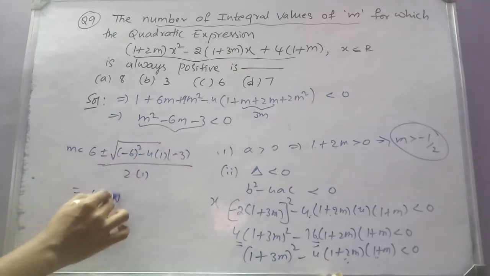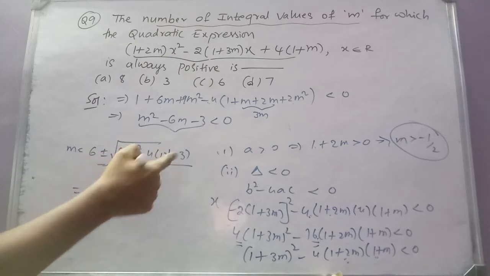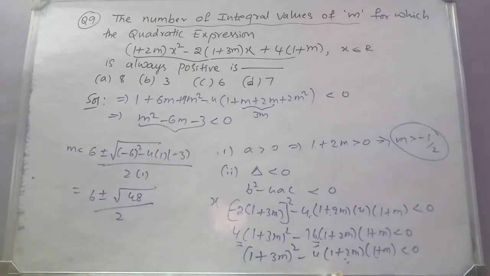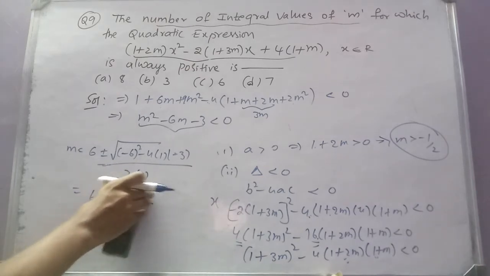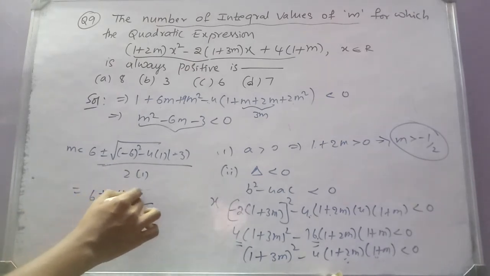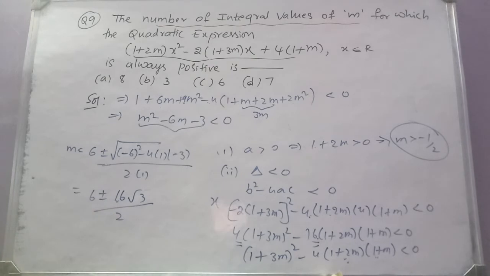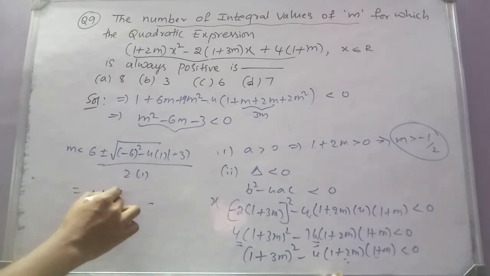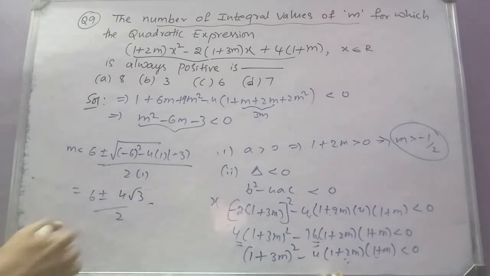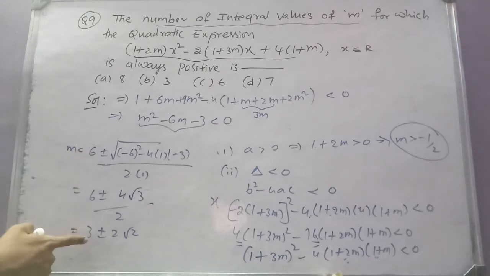So you'll get 6 plus or minus root over 36 plus 12, that means 48. And root 48 is, sorry, it is 4 root 3, not 16 root 3, 4 root 3. So the common factor 2 can be separated, you'll get 3 plus or minus 2 root 3. So therefore, one zero is 3 minus 2 root 3 and another zero is 3 plus 2 root 3.